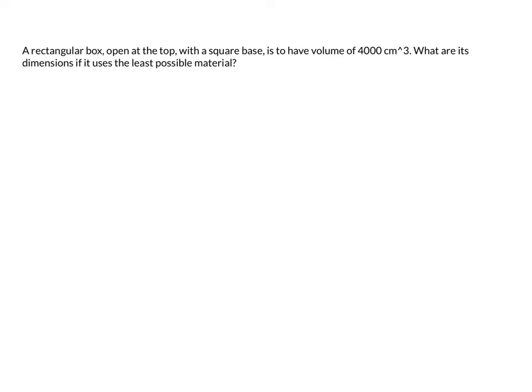Okay, so the first max-min problem we'll do is number 9 from the homework beginning. I think it's on page 2. It says a rectangular box open at the top with a square base is to have a volume of 4,000 cubic centimeters. What are its dimensions if it uses the least possible material?